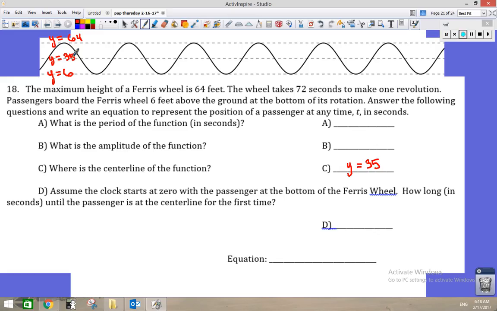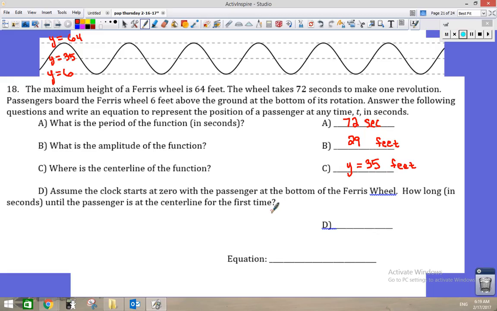29 is the amplitude, because if we take 64 minus 35, isn't that 29? Yeah, it should be. And it's 29 feet, right? It tells us that 72 seconds is the length of time that it takes to make one revolution. So there's our period.